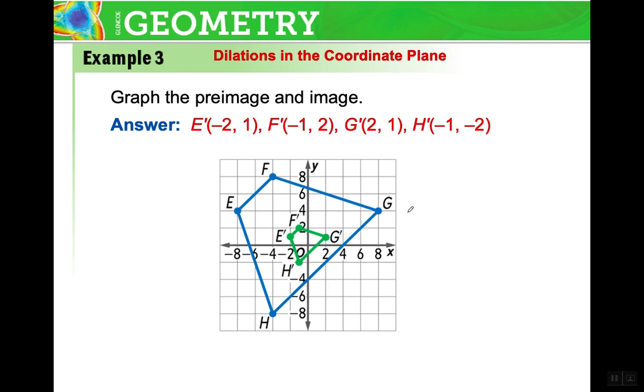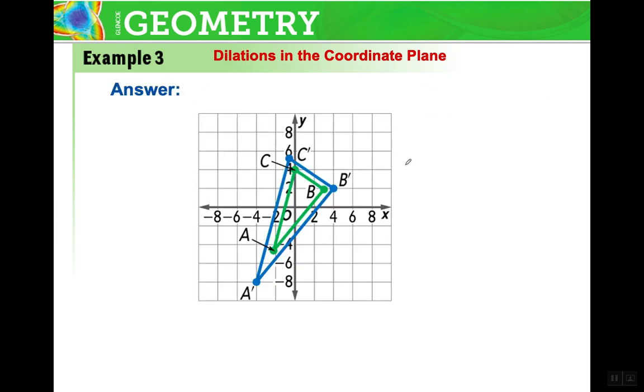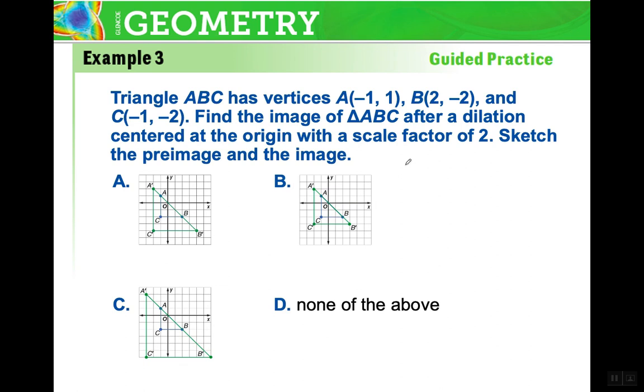All right, so original is blue, the new one is green, and that's what you do. You'll plot the original and then you'll go ahead and multiply each coordinate by the scale factor, and then you'll plot the new point. This one will get bigger because the scale factor is given here as 1.5. So this time the original is in green and then the new one is in blue. All right, I think that's all I really have for you.